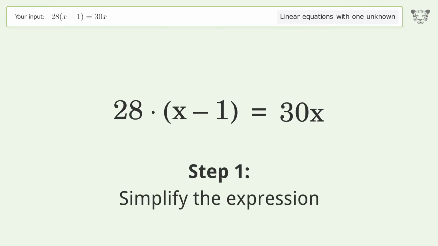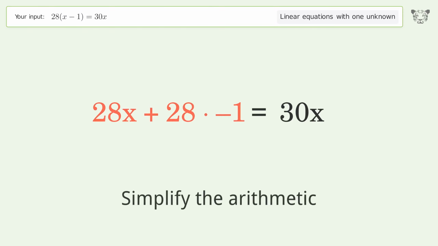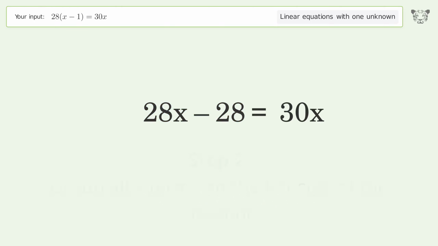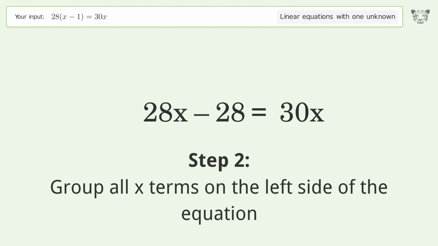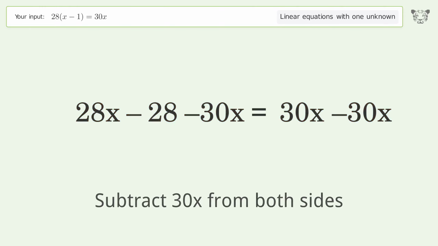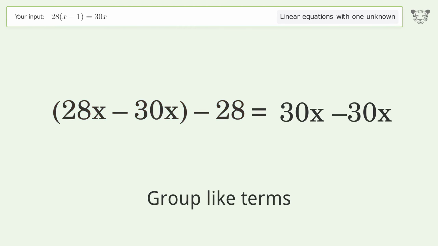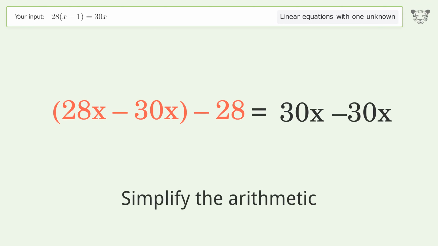Simplify the expression. Expand the parentheses. Simplify the arithmetic. Group all x terms on the left side of the equation. Subtract 30x from both sides. Group like terms. Simplify the arithmetic.